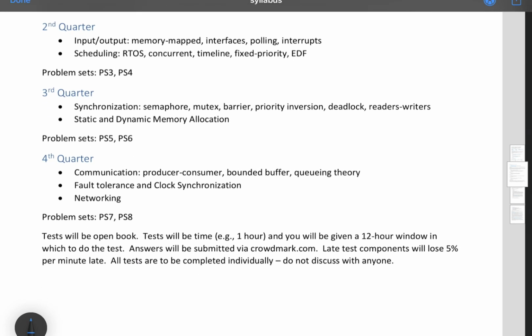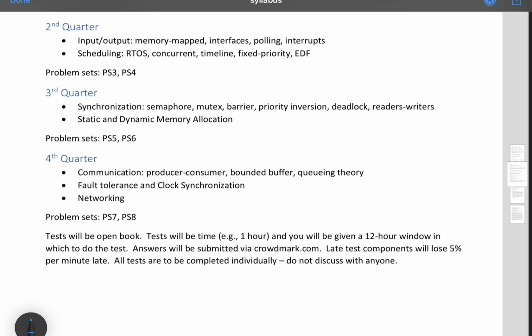So we have the second quarter covers I/O. So what is memory mapped I/O? How you interface with an I/O device, polling I/O, interrupt-driven I/O, and then we get into the real-time stuff, so scheduling. So I did my PhD in real-time scheduling, and so this is my specialty, I guess, although it's been a while, at least 20 years. But anyway, we're going to talk about what's a real-time operating system, how does concurrent execution work, timeline scheduling, fixed priority preemptive scheduling, and earliest deadline first scheduling.